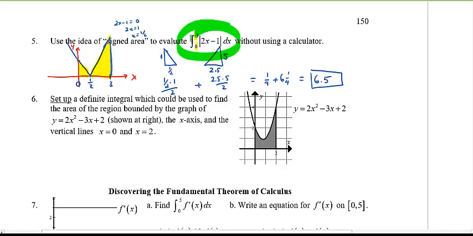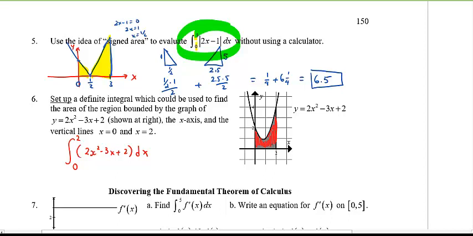Okay. So I've got this function. I want to go from 0 to 2. So hopefully you can see that I'm integrating from 0 to 2. There are my limits, my left and right limits. The function itself is just 2x squared minus 3x plus 2. And then don't forget my dx. If you wrote that down, you are correct. This is the definite integral that represents the shaded area. Yay!